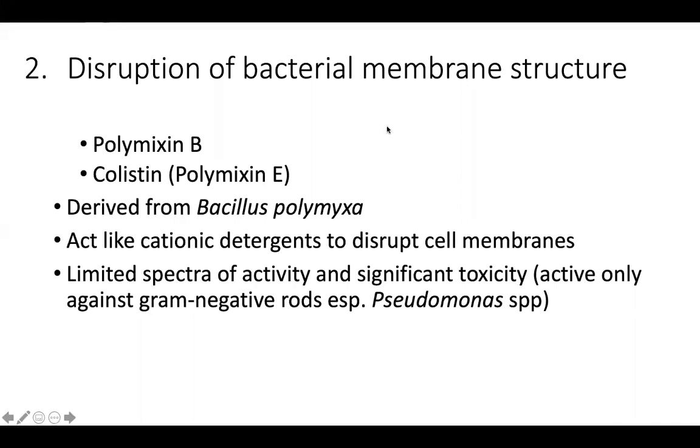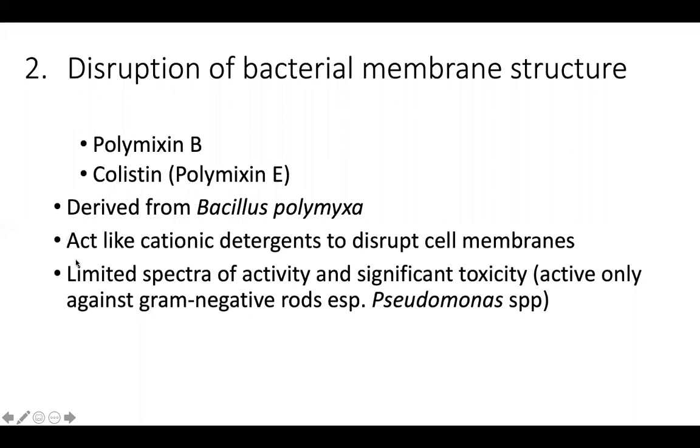Any ideas? So yes, it's negatively charged. So the bacterial cell is generally negatively charged. And that is why you have these antimicrobial agents acting like cationic detergents, which means that they're positively charged. And once you bring a positive charge, then you disrupt the membrane.